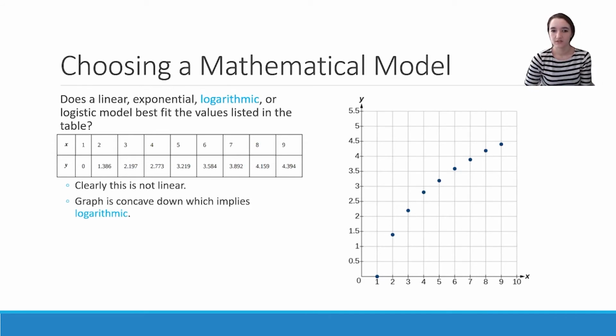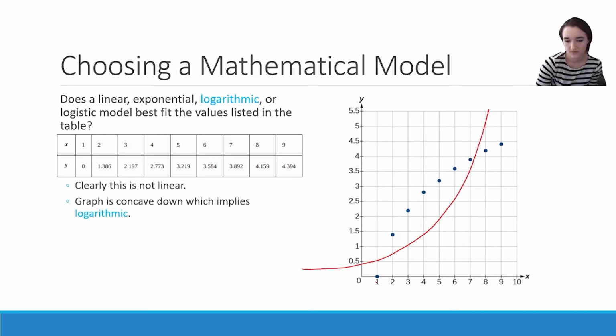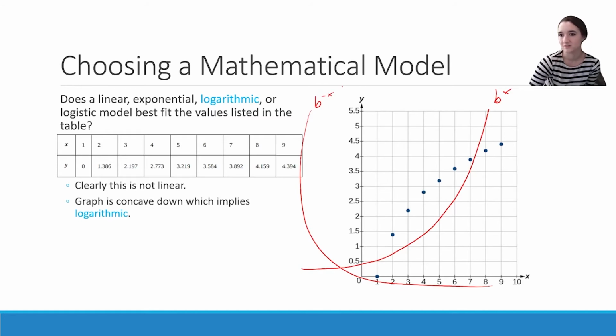Also note that our graph is concave down. So in this case, that actually does imply logarithmic. Remember that exponentials look like this or like this. This is your e to the x or your b to the x. And this is your b to the x when it's a negative number.